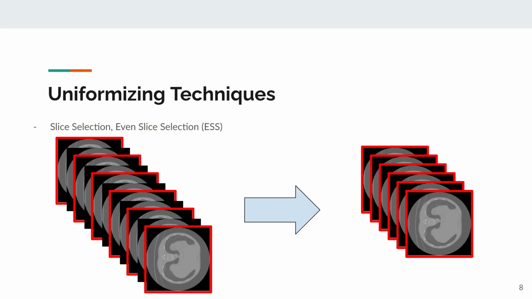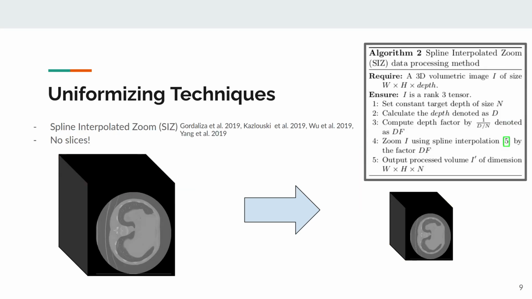To be more representative of the original volume, the second method, ESS, samples by maintaining a spacing factor between the sequence of slices in the input volume. To completely discard the concept of sampling from independent slices, an alternative solution is spline interpolated zoom, which performs the sampling by leveraging the entire volume using spline interpolation. This method retains a substantial level of information from the original 3D volume as opposed to SSS and ESS, which discard a part of the volumetric data.